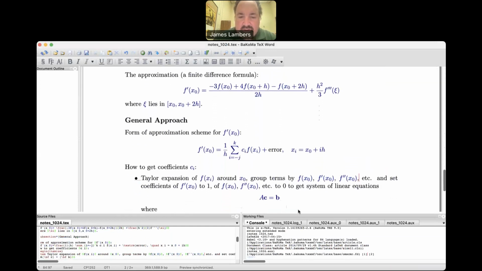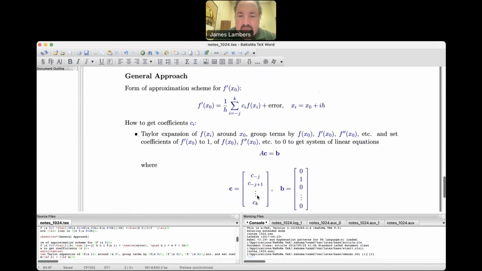And what are all of these? The vector C is the vector of unknown coefficients from your summation. The vector B has all zeros except for the second element, which is equal to 1. The reason why it's the second element is because it's the second term in a Taylor expansion that has f prime of x naught, what you're trying to get.